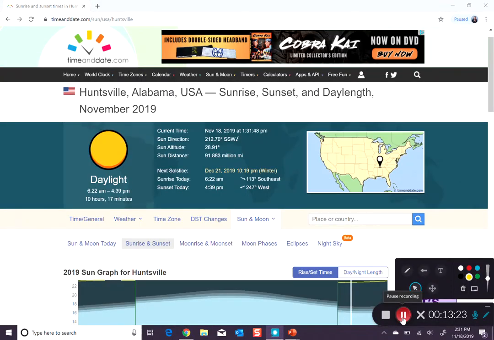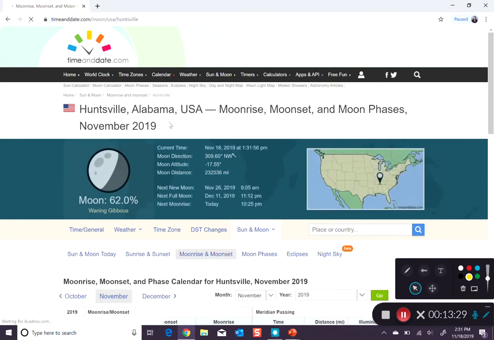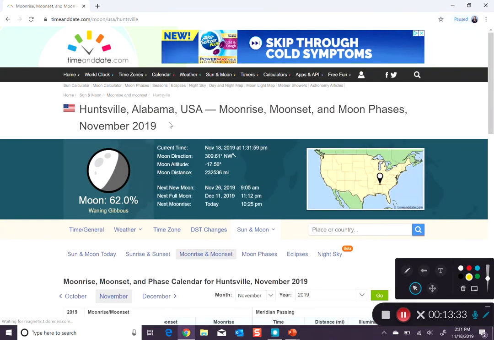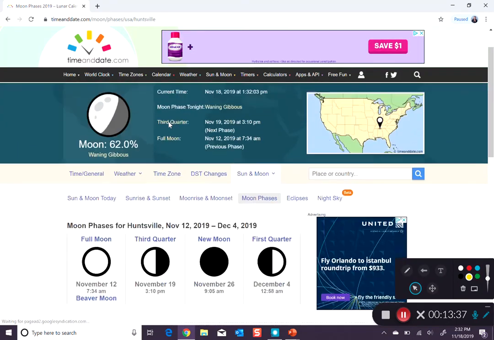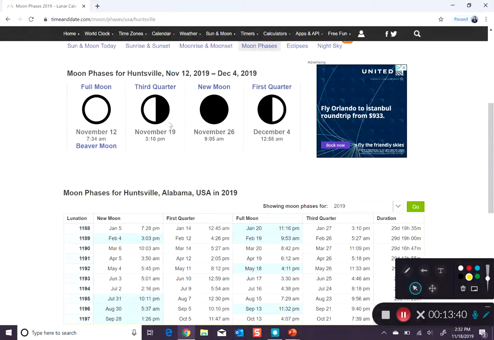Okay, so I scrolled back up to the top, and now I'm still at Huntsville, Alabama, as you can see, and I want to go to the moonrise and the moonset. Actually, I want to go to moon phases. So when we go to moon phases, of course, it gives me today's moon phase, but I want to change that for the year 1965.